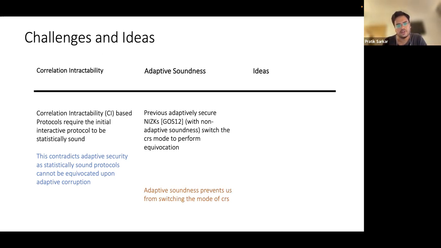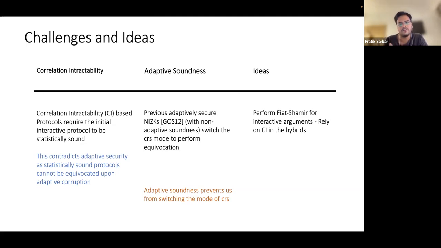switch the CRS mode to perform equivocation. As a result, they only achieve non-adaptive soundness. So you cannot achieve adaptive soundness if you switch the mode of the CRS. So we overcome these problems by showing that you can apply Fiat-Shamir for interactive arguments instead of an interactive proof system.